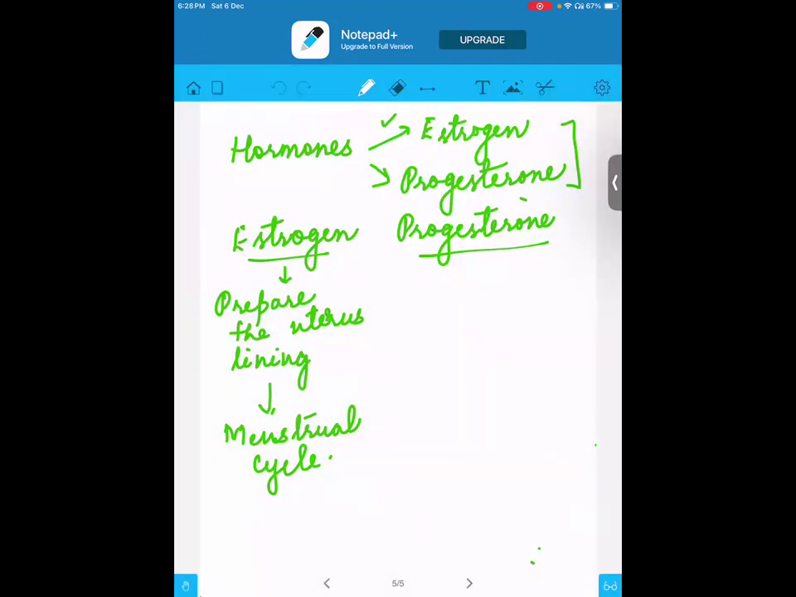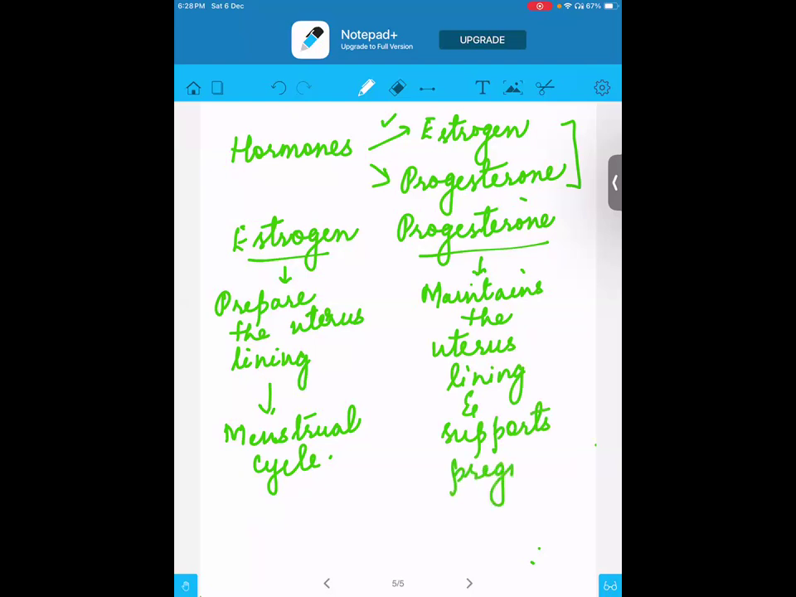Whereas progesterone maintains the uterus lining and supports the pregnancy. During pregnancy, this hormone works actively in the body. So estrogen supports the menstrual cycle, correct, exactly. And progesterone supports the pregnancy. During pregnancy, the menstrual cycle will not happen, so during that time progesterone will be working actively.